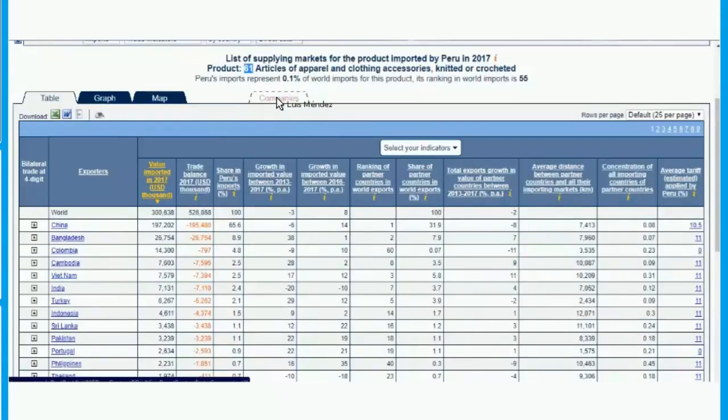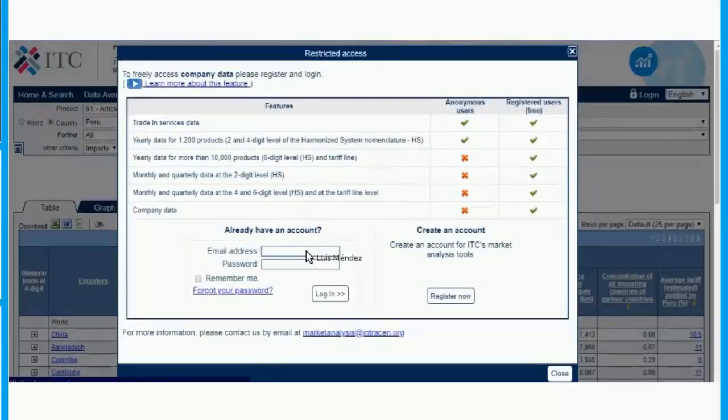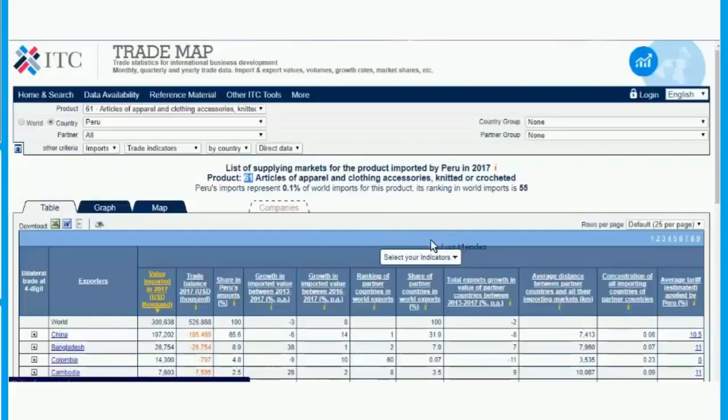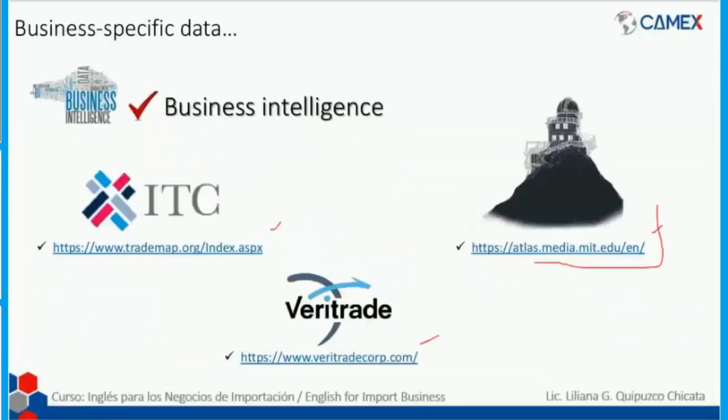Also, there's an option of companies, but we don't always have that information. If you register yourself, it is free, and you can have that information. But since this is a free web page, when you click on companies, you may not have the most accurate information. Even though you can try, open your free account and check. So those are the most important business intelligence web pages that I can show you.